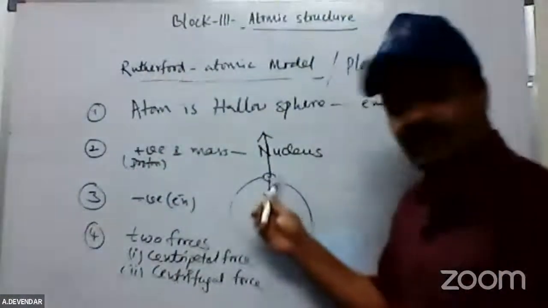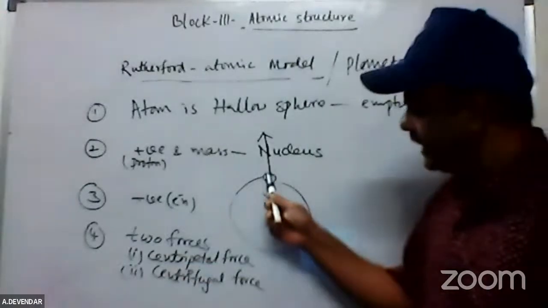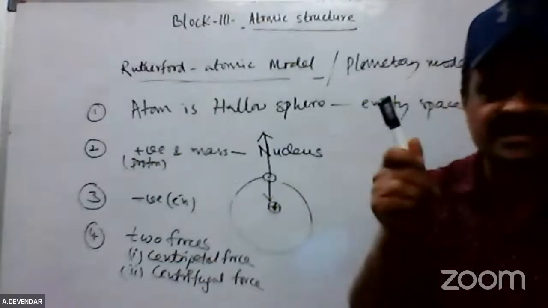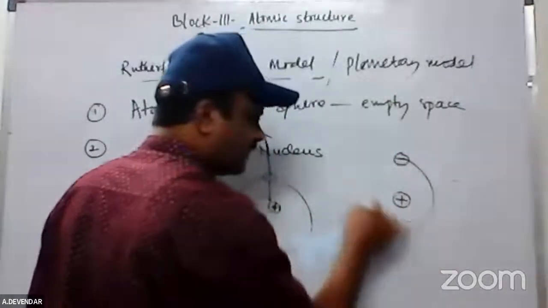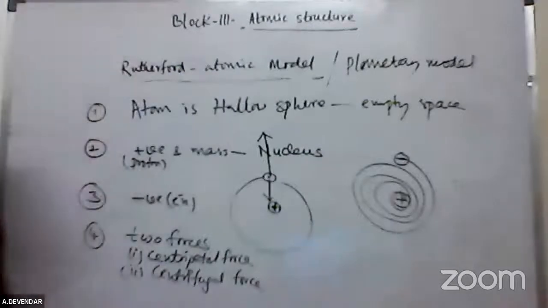If an electron is revolving around an oppositely charged particle, here the nucleus is positive and the electron is negative, what happens to this electron? It loses energy. As it loses energy, since the nucleus is positively charged and the electron is oppositely charged, it ultimately falls into the nucleus.